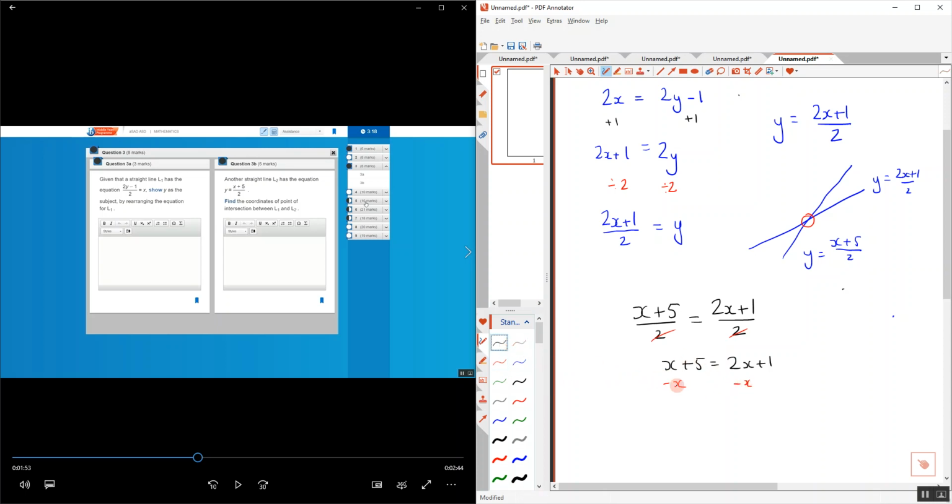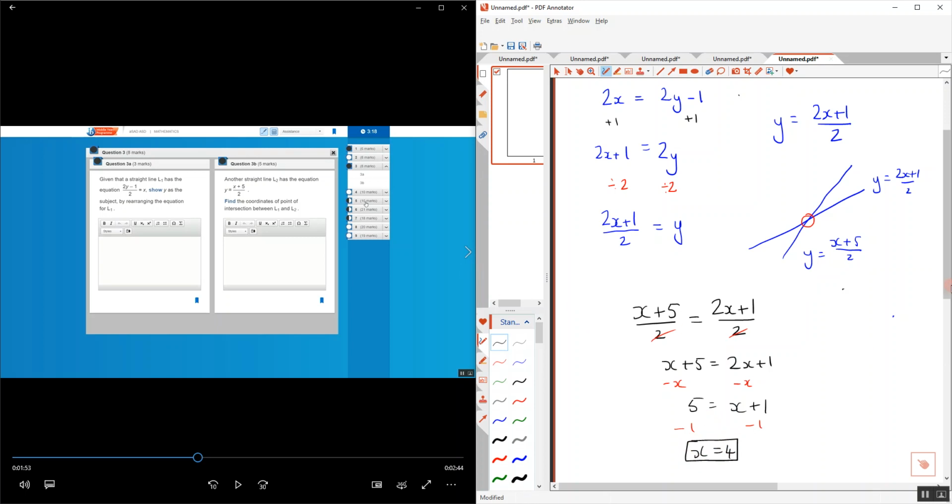So what am I left with on this side? Plus 5. And on this side, equals x plus 1. Then after that, you subtract 1, and that leaves me with 4, x equals 4. Am I finished? No, because I'm asked to find the coordinates.